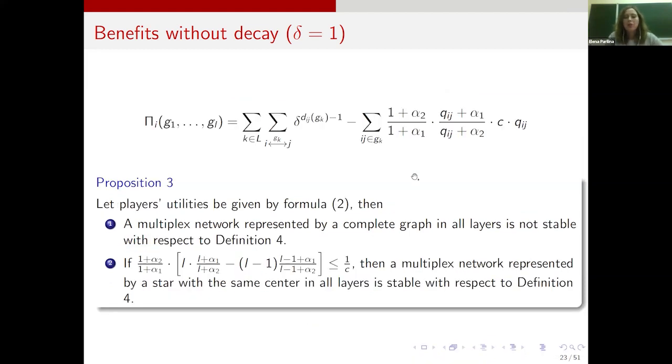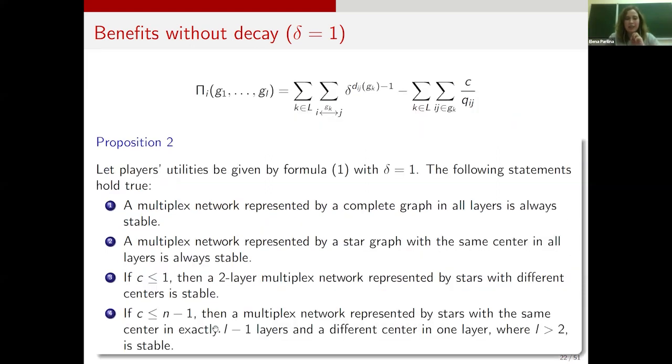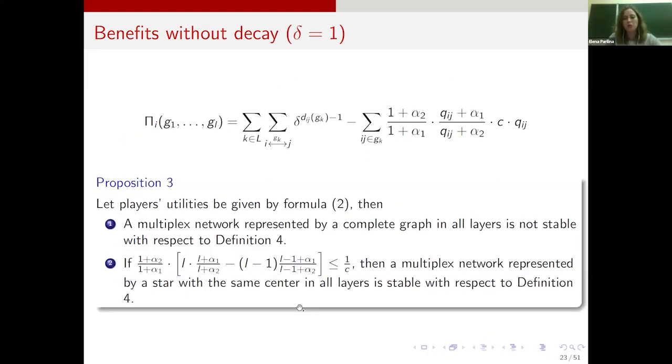And now if we focus on the second pair of functions, the utility function with benefits without decay, we cannot check all the conditions for different networks. We focus on two structures. And the first one is the multiplex network which is all-layer complete. And it is never stable with definition 4. So for this utility, we cannot get this stability condition.